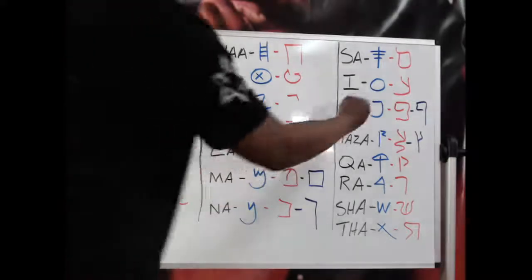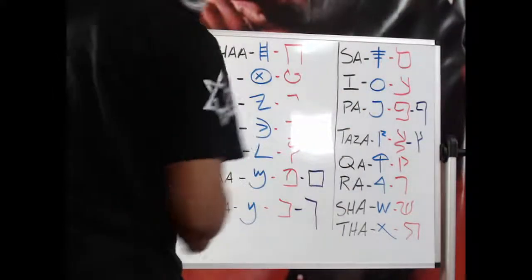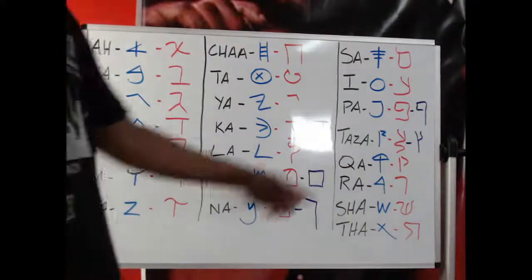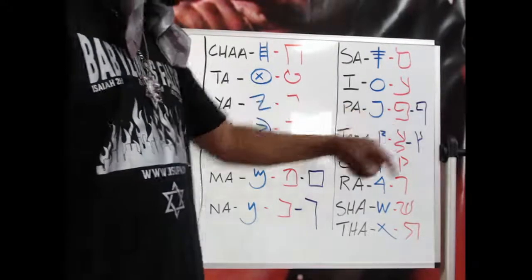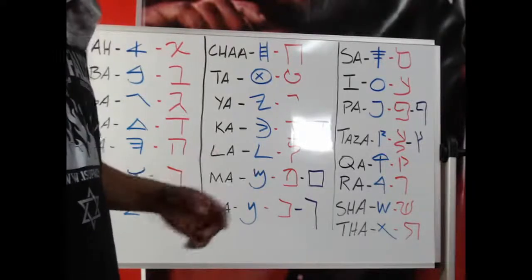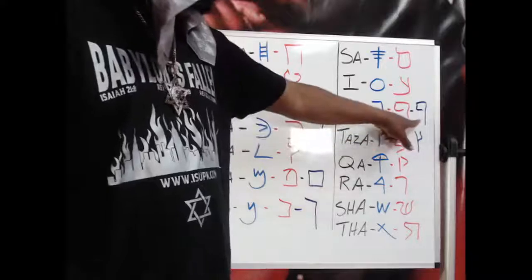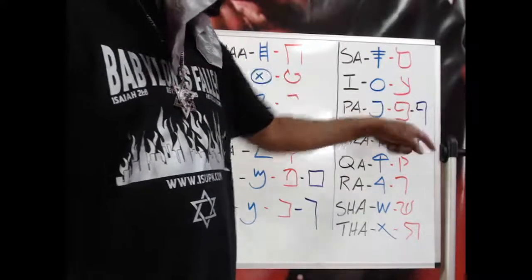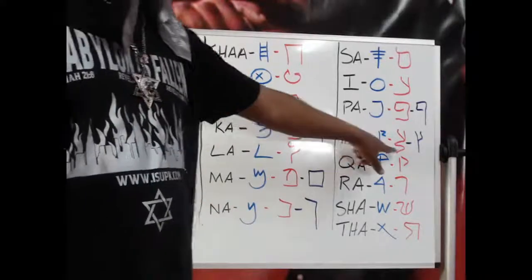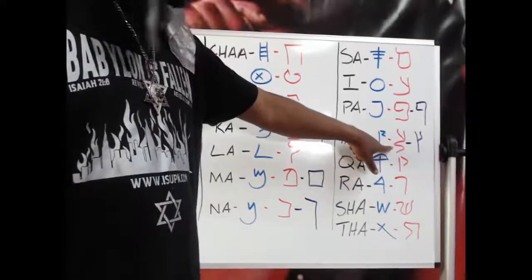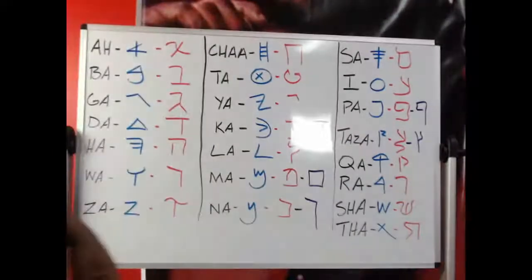Next, we have I. Kind of looking like an English word, if you will, in the Assyrian text. Next, we have Pa. Okay? Kind of looking like form 9 or G, if you will. And when Pa is at the end of a word, extended clip, long style, all right? Next, we have Tazah. A crooked Y. And when it's at the end of a word, a backwards Y.